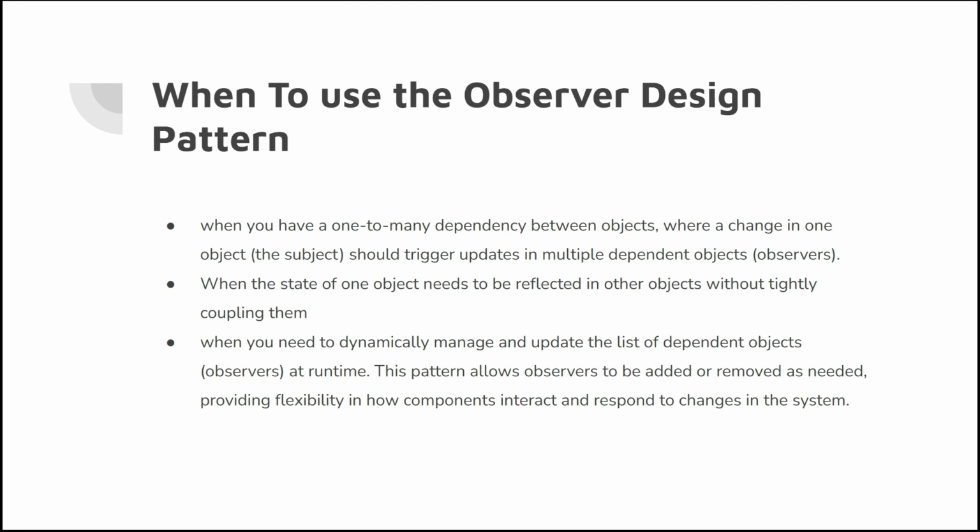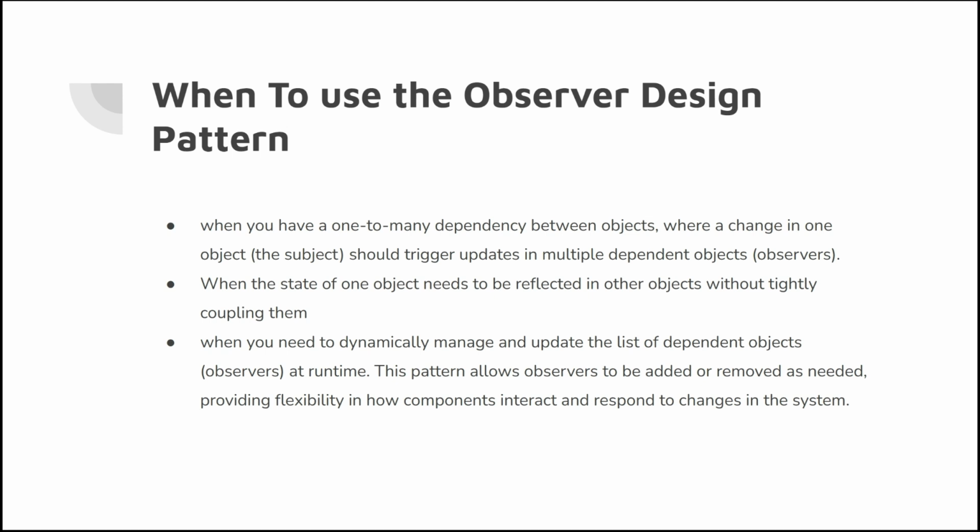So when do you use an observer design pattern? The best cases are when you have one-to-many dependencies between objects, where a change in one object, which would be the subject, should trigger updates in multiple dependent objects, which are the observers. When the state of one object needs to be reflected in other objects without being tightly coupled. And when you need to dynamically manage and update the list of dependent objects, which are the observers, at runtime.